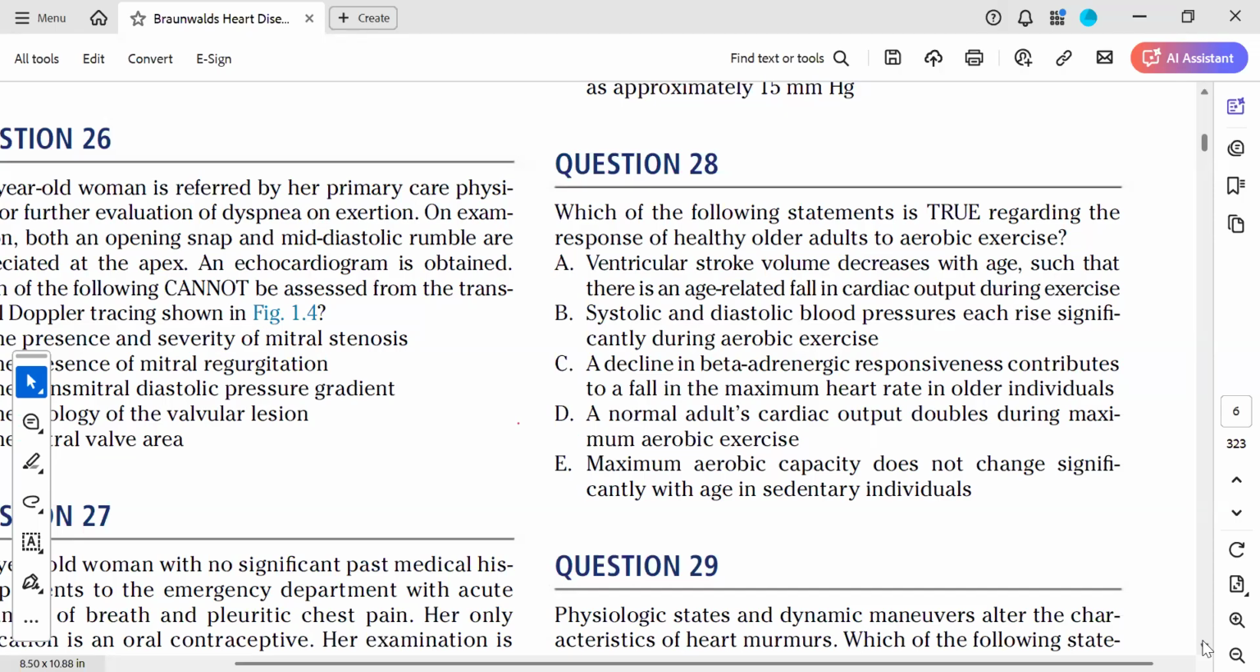Now, a normal adult cardiac output doubles during maximum aerobic exercise. Usually, it increases as high as 4 to 6-fold above the baseline. This also makes this one false. Now, the maximum aerobic capacity does not change significantly with age in sedentary individuals. As I said earlier, in those that have a sedentary lifestyle, there is usually a decline in aerobic capacity of about 8 to 10% per decade, also making this one a false statement. The answer for 28 here is C.